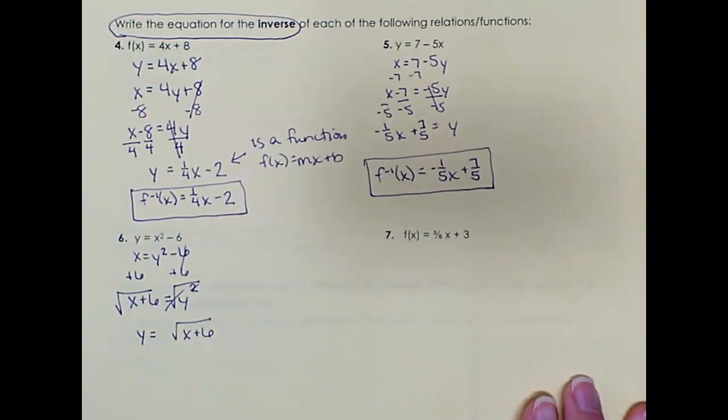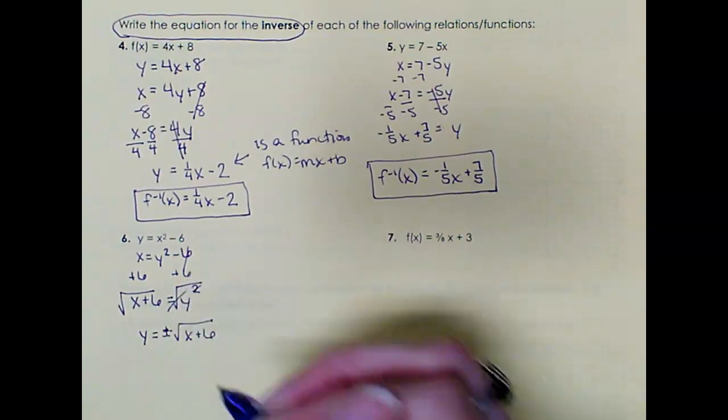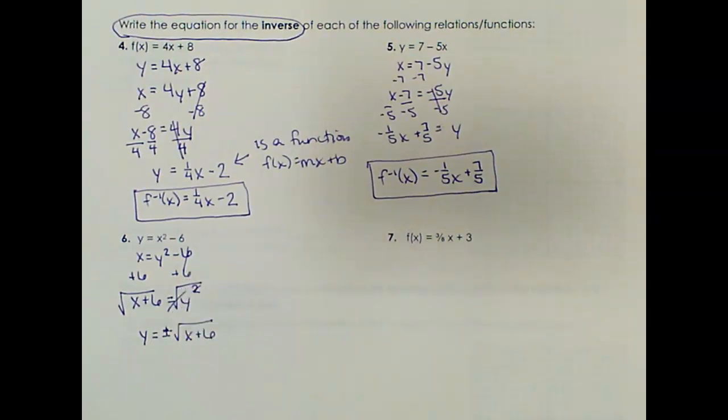But when you take the square root, your answers are not just positive, they're positive and negative. So anytime you take the square root, your answer is plus or minus the square root of, and then whatever your radicand is. Now, to determine if this is a function or not, I'd like to call your attention to the graph that it creates.